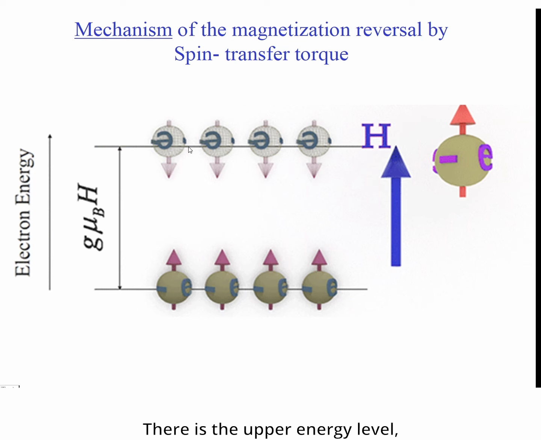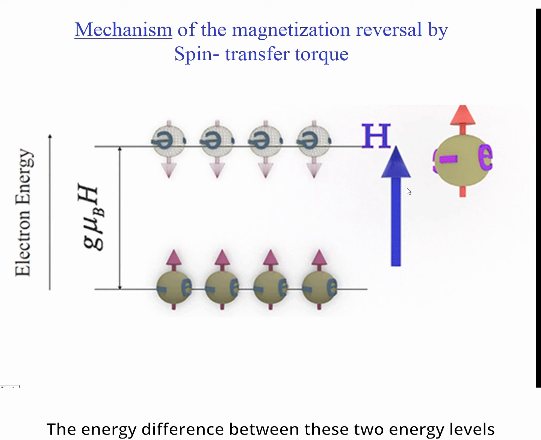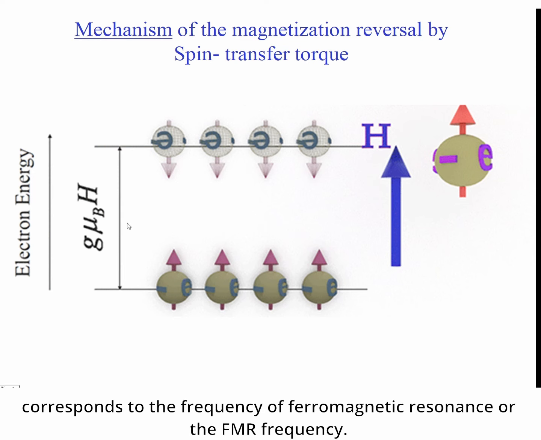There is the upper energy level which corresponds to the spins that are aligned opposite to the intrinsic magnetic field. The energy difference between these two energy levels corresponds to the frequency of ferromagnetic resonance, or the FMR frequency in short.